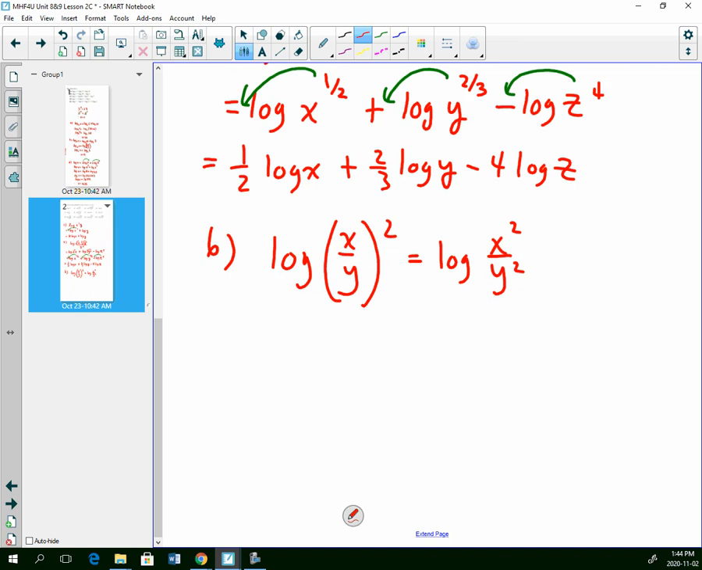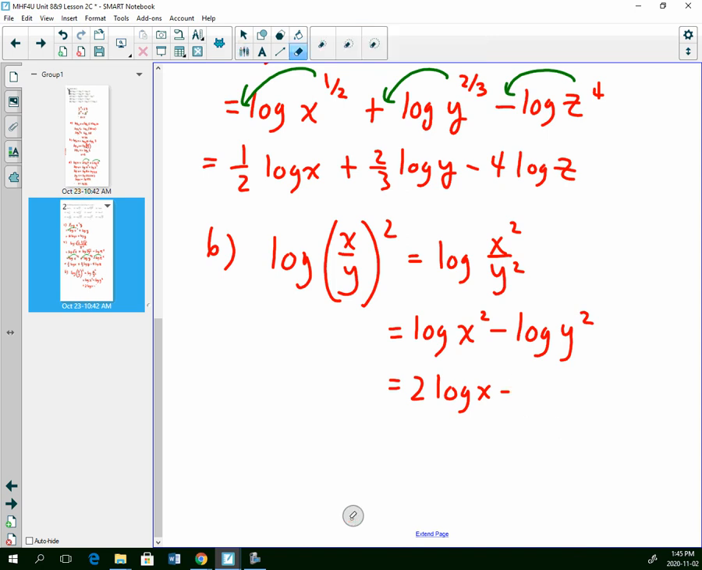You can do it the other way as well, but let's do it this way. So I've applied the power 2 to the x, the power 2 to the y, then I'm going to separate division to subtraction, and then I'm going to bring down the exponents. Oops, I need a 2 there. Okay, so that's one way to do it. Apply the power to the x and y, then separate and bring down the power.